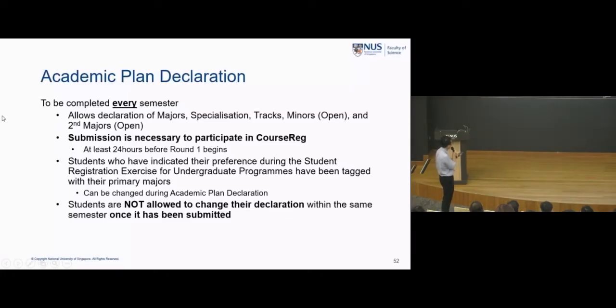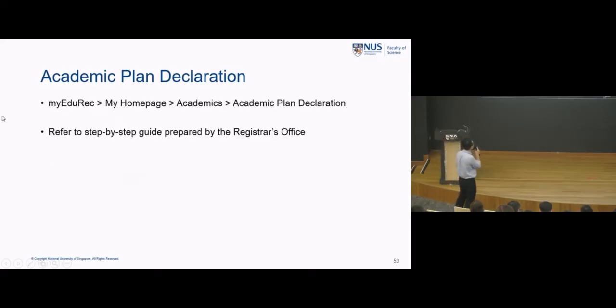Of course, once you have made that declaration, you are not allowed to declare or change it during the middle of the semester. It serves no purpose. Okay? You are a math major, you declare it at the beginning, go through that, you decide whether you want to do it or change it at the beginning of next semester, but in the middle of the semester, nobody changes their major plan declarations.